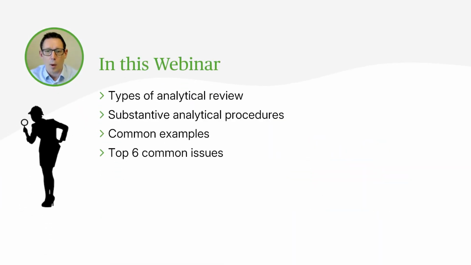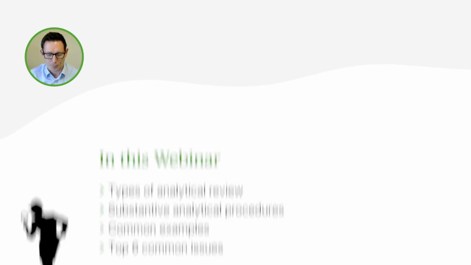So in this webinar, we will be first of all looking at different types of analytical review and picking up on different stages of the audit process when we will be using analytical review procedures. I'll then spend a bit of time talking in more depth about substantive analytical procedures that we'll do as part of our fieldwork testing. And then towards the end, we'll be looking at some common examples of those procedures and some of the common issues that we find in practice where these procedures don't go according to plan.